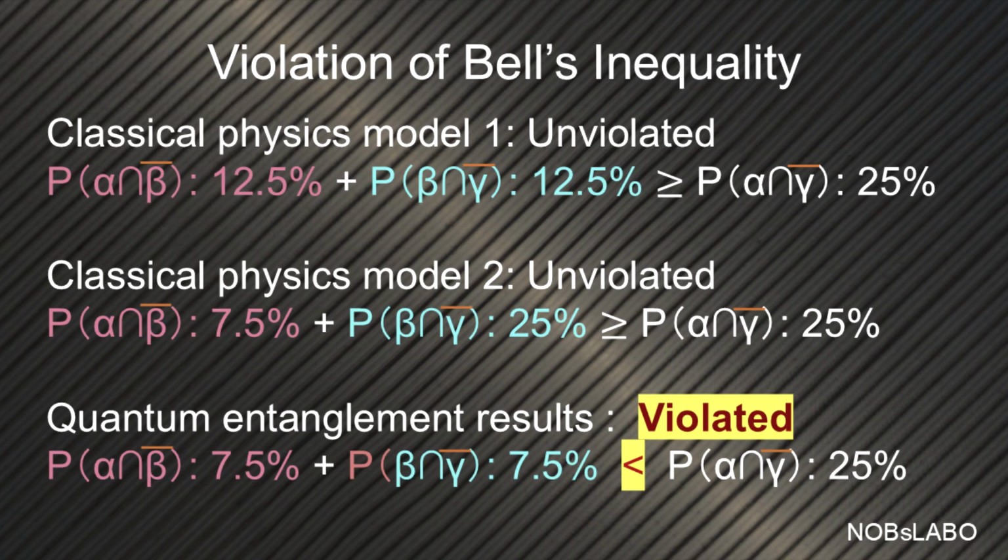In classical physics model 2, if the filter on the A side is alpha, i.e., 0 degrees, the probability of passing is cosine squared, hence it is 7.5%. Though if you increase the filter angles on both sides by 22.5 degrees, the transmittance probability will change to 25%. Even though the angle difference between the A side and the B side filters is the same as in the first term, 22.5 degrees, the probability change is not isotropic, which results in Bell's inequality.